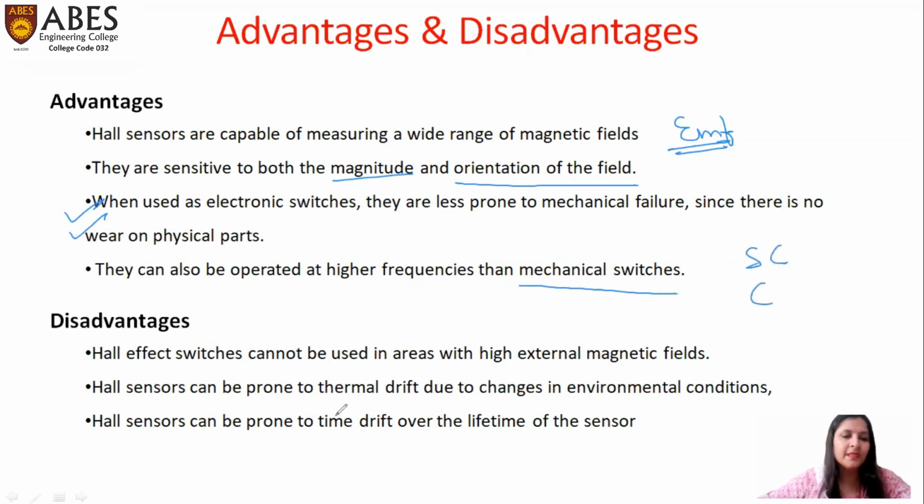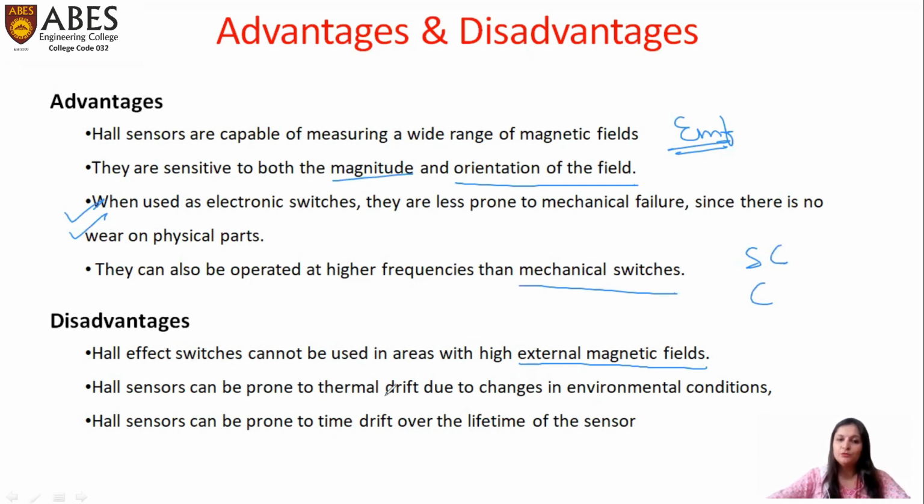and conductors both. The disadvantages that the Hall effect faces: the Hall effect switches cannot be used in areas with high external magnetism. Wherever I'm using a Hall effect switch or Hall effect sensor, the magnetic field in the external area should not be very high. Otherwise, it will affect the working of the switch.